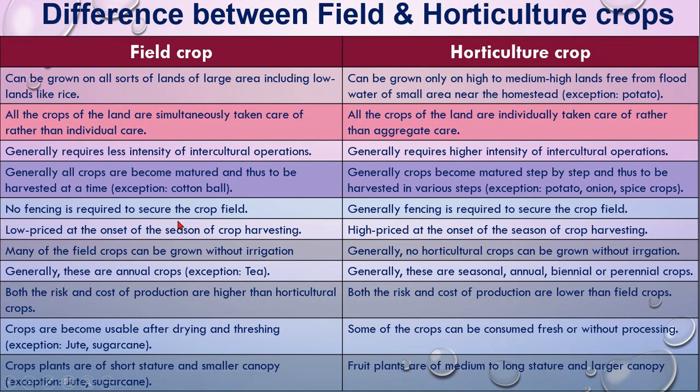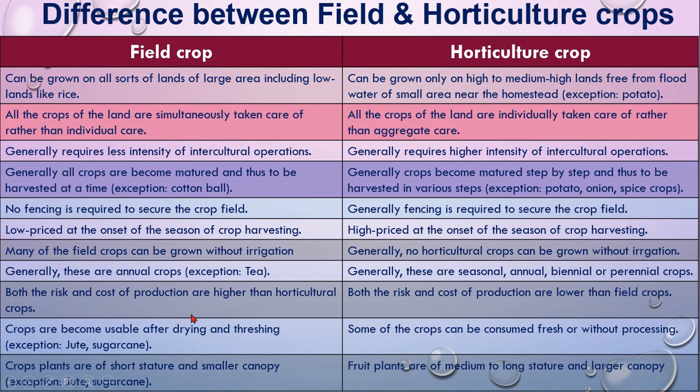Then no fencing is required, but here fencing is required. A low price at the onset of the season, but here a high price at the onset of the season. That means the farmer gets profit if he or she cultivates horticulture crop. Then many field crops can grow without irrigation, but horticulture crop needs irrigation. Generally most field crops are annual, but horticulture crops are seasonal, annual, biennial and perennial. Flower is a seasonal crop, some crops are annual, and mango and fruits are perennial crops.